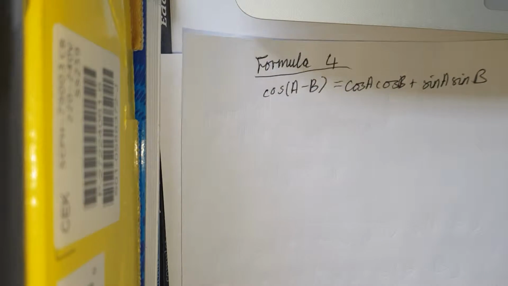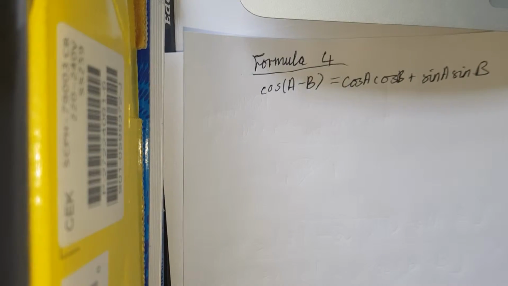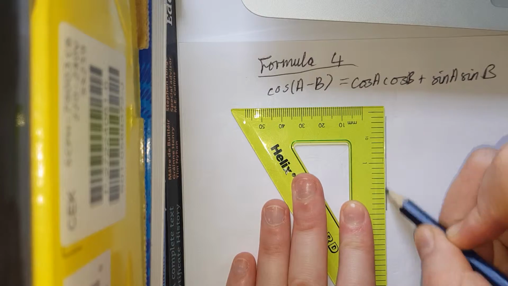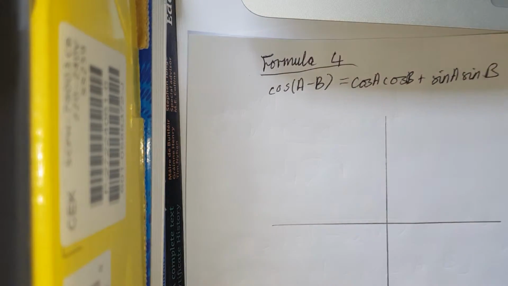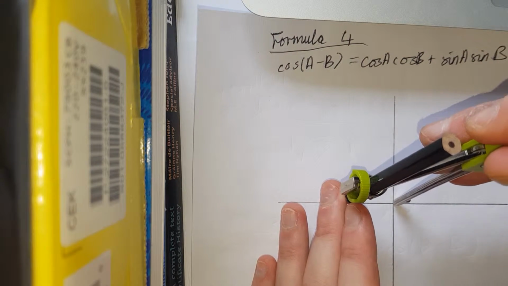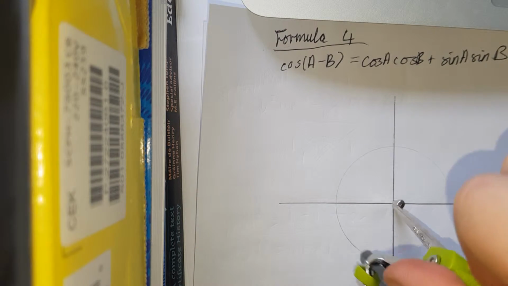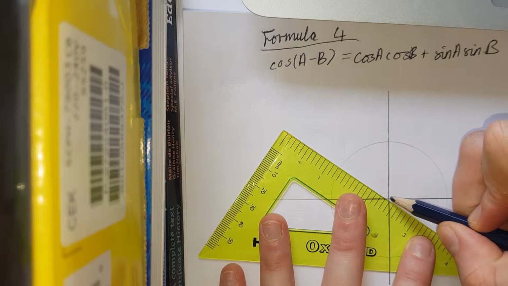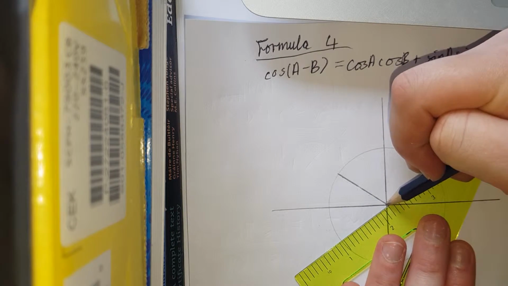So next we're going to look at formula 4, which is the compound angle formula. And in this formula we're going to need a unit circle. So we're going to have to draw out a vertical and a horizontal axis. We're going to have a unit circle which has a centre at 0, 0 and a radius of 1. The radius of this circle is 1 because the radius of the unit circle is always 1.